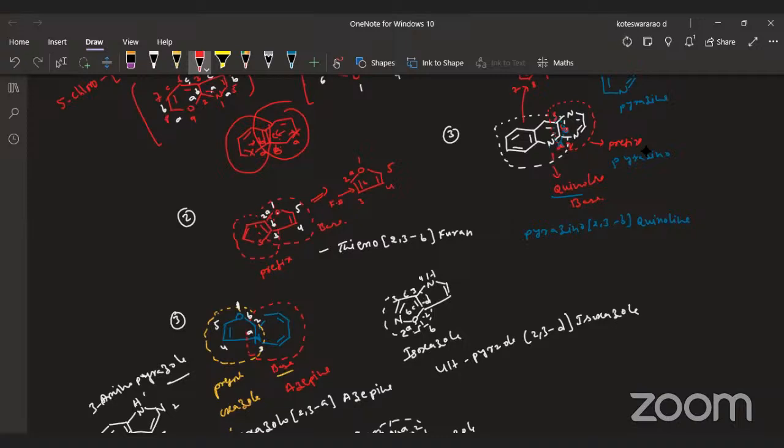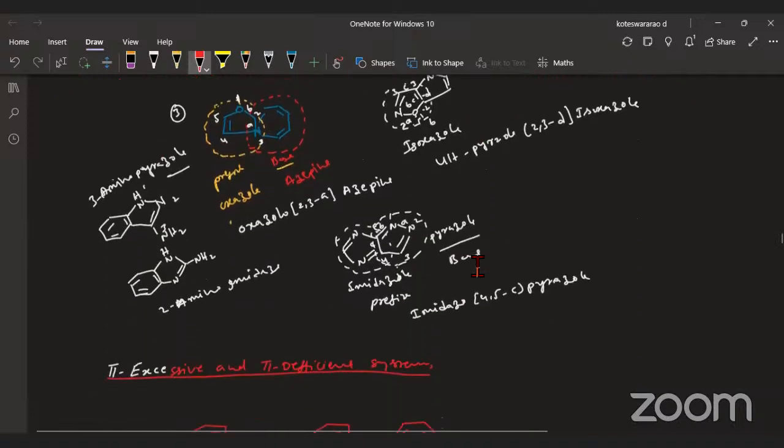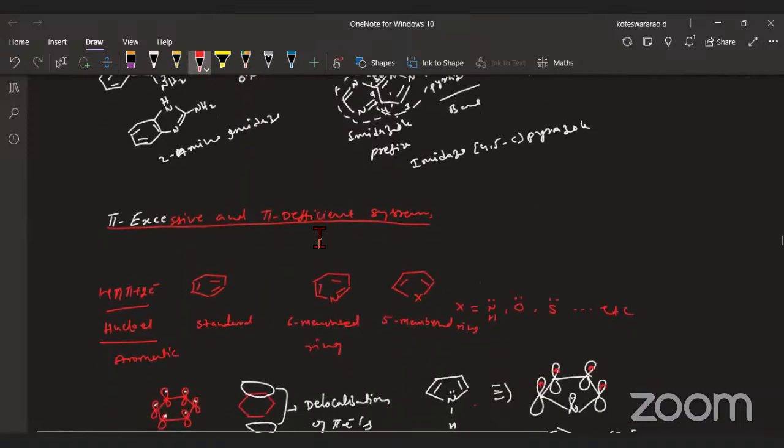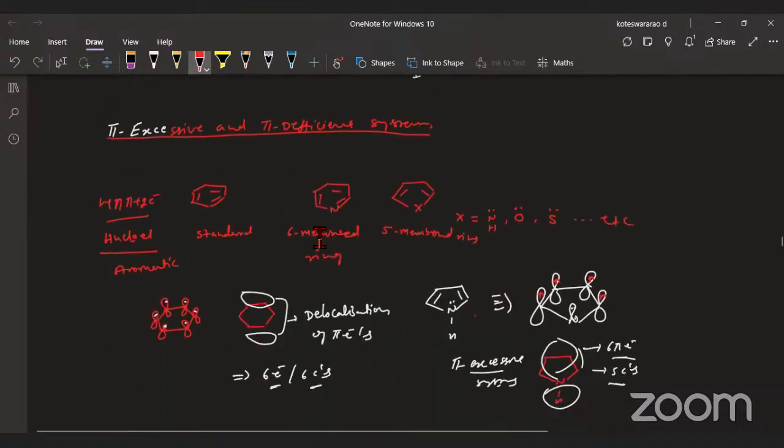Okay. I have given several examples. Based on those examples, I will share these notes with you. You can read them and understand. That is about the nomenclature of fusion ring systems.